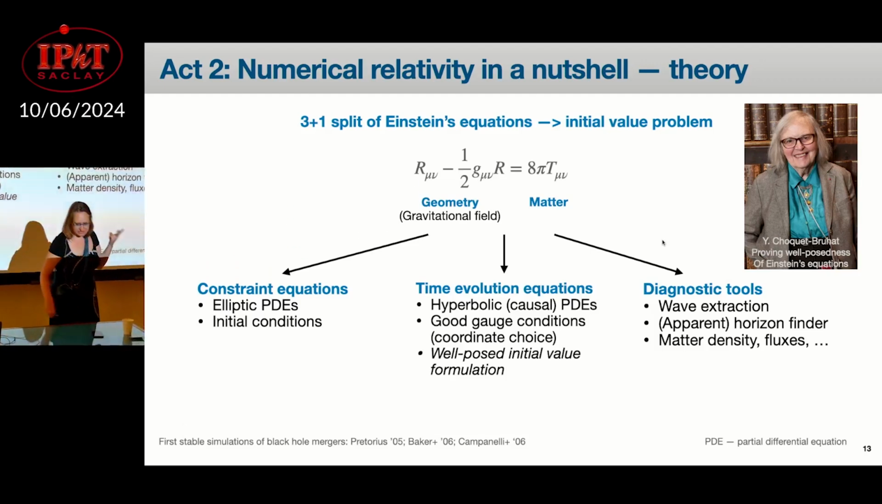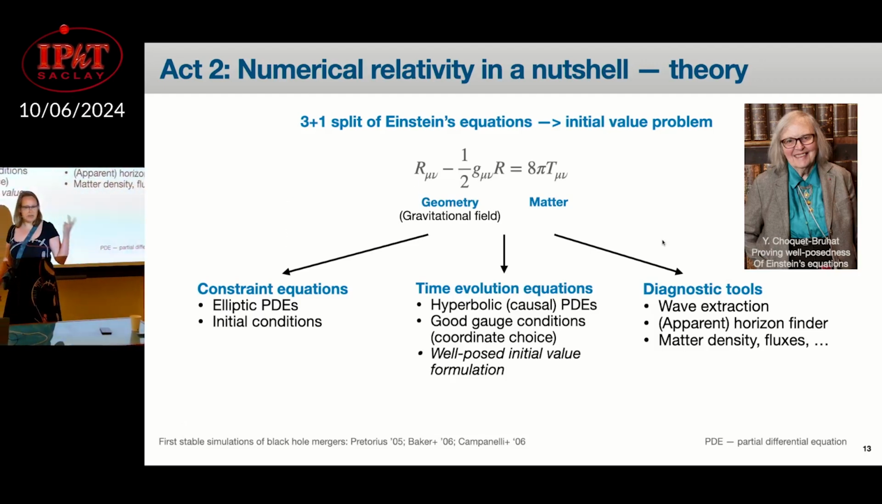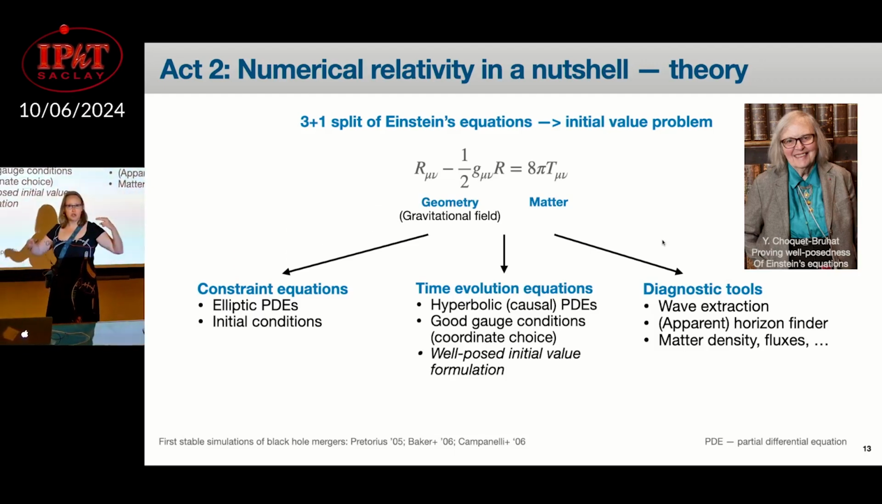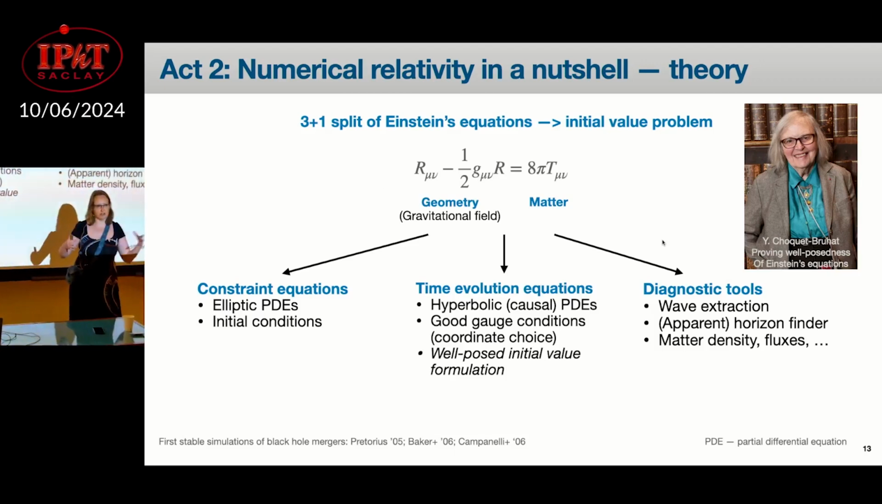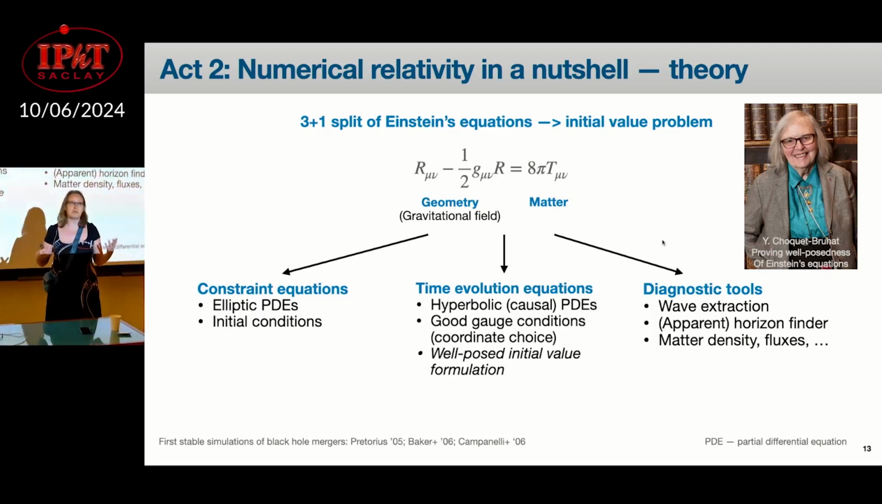So if we have black holes, this would be an apparent horizon finder that we can use as our evolution goes along. If we have stars or other compact objects, we would think about measuring their density, energy fluxes, and so on.